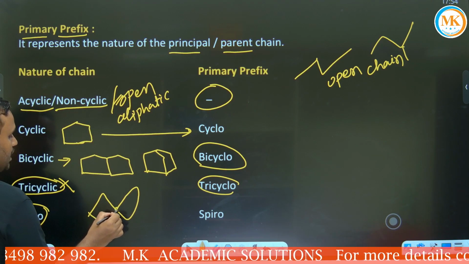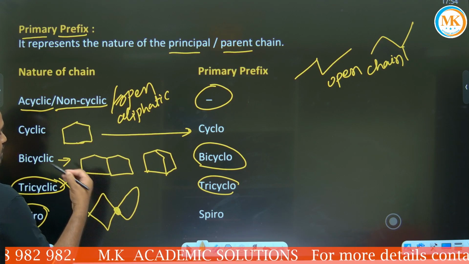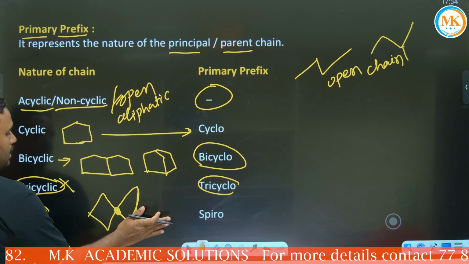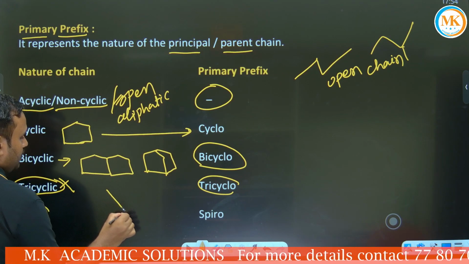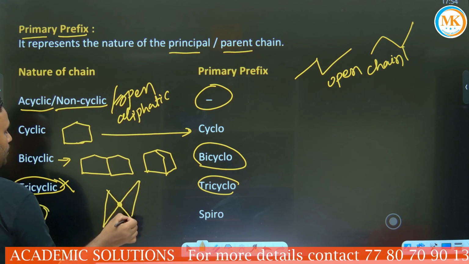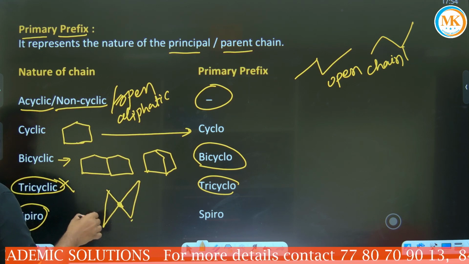So this type of compound: see here, we have only one common carbon atom for two rings. These are called spiro compounds. Right, this is the spiro compound, with only one common carbon atom.